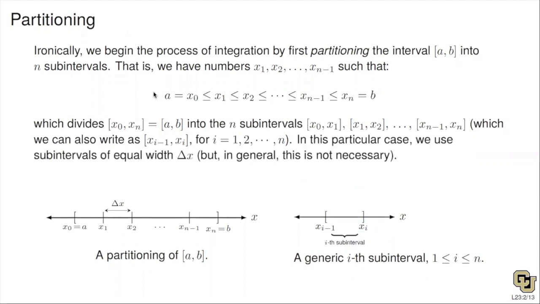So here we use subintervals of equal width. That is to say, the width of each of these is identical: from x sub 0 to x1, x1 to x2, all exactly the same width, through x sub n minus 1 to x sub n. In general, for the theory, it's not necessary. They don't have to all be the same, but that's what we'll do in this class, in this textbook.